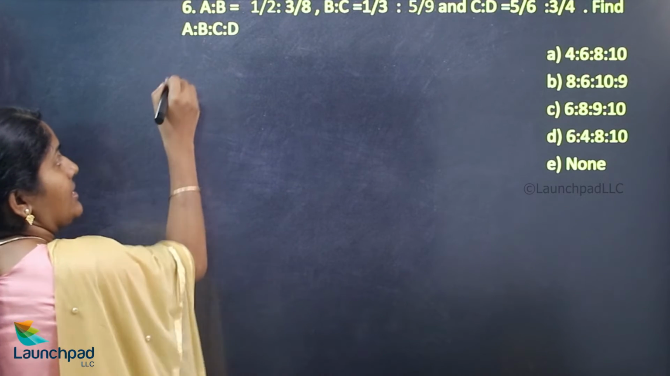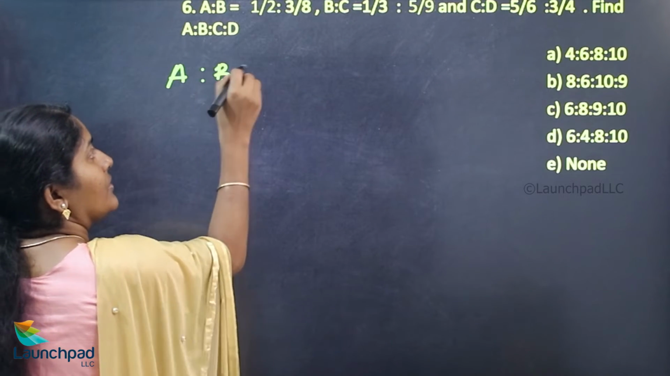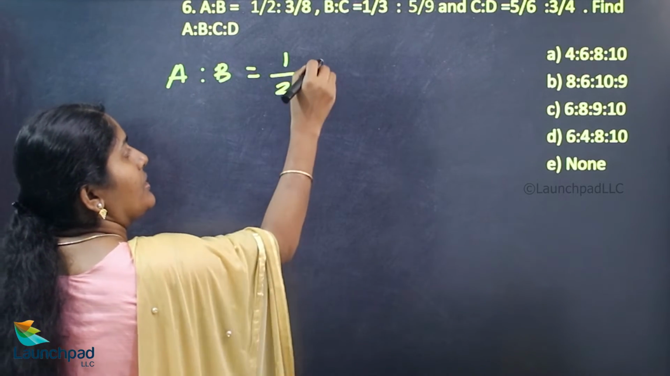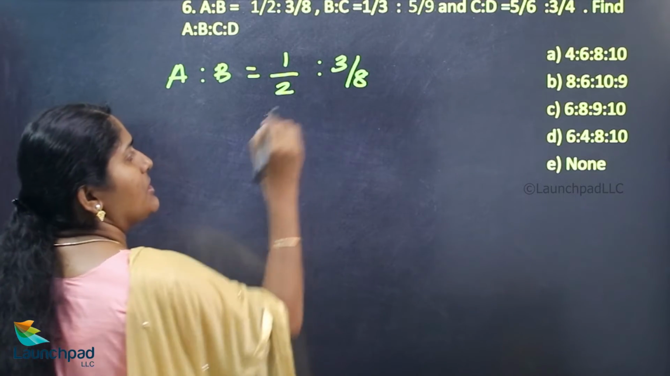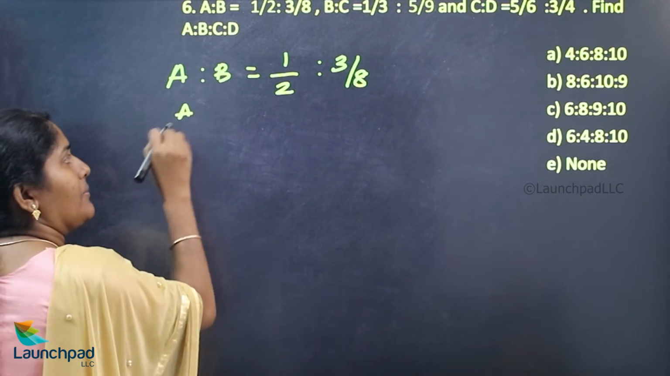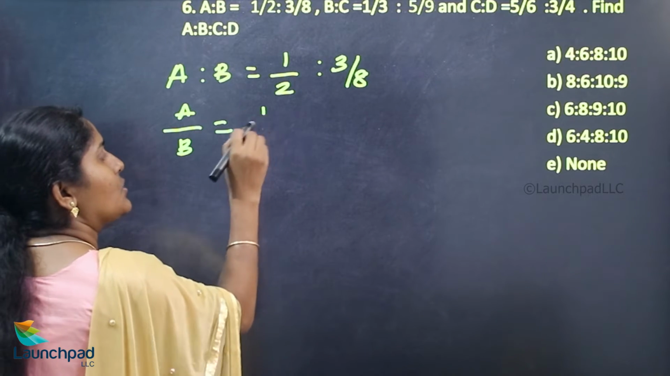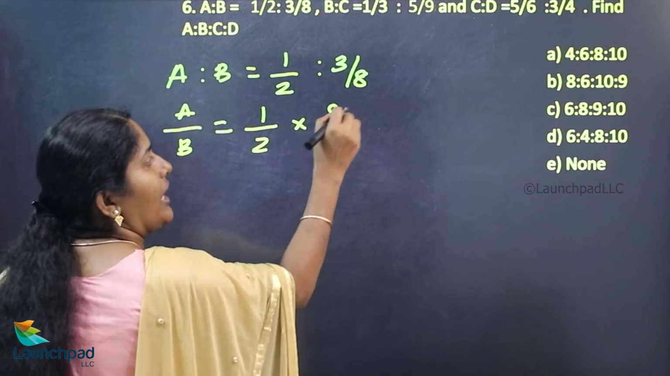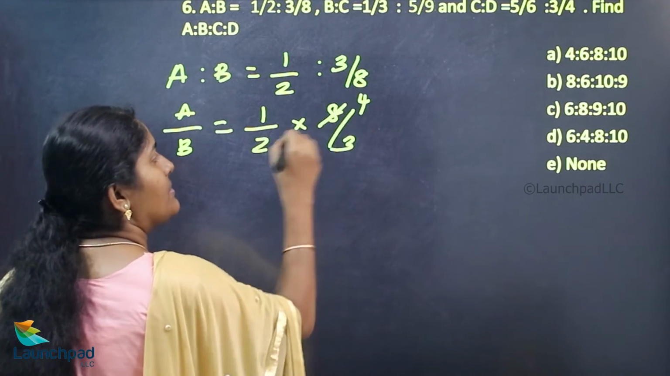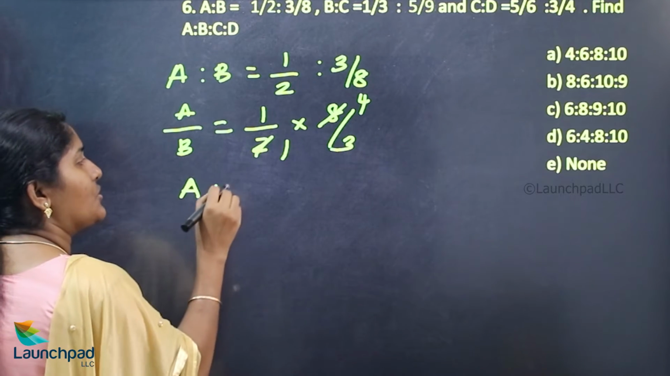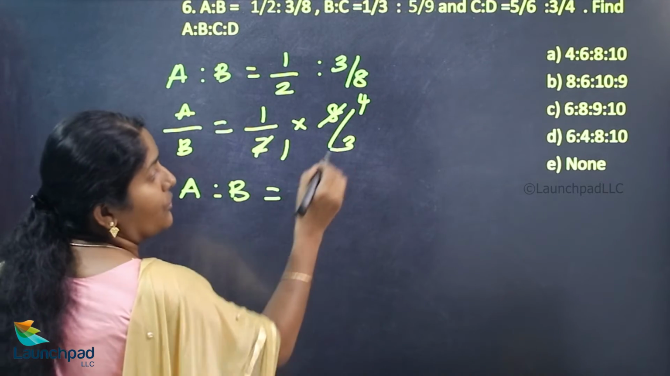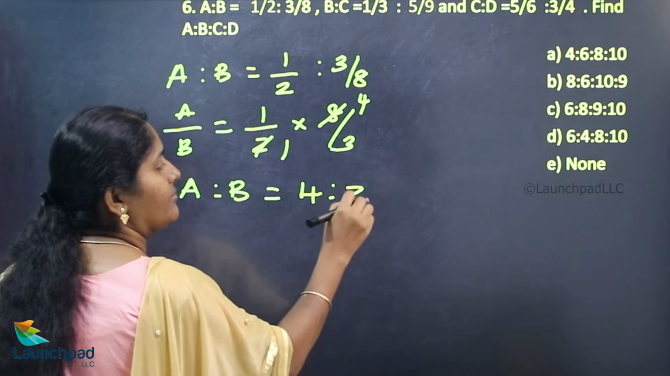A is to B is equal to 1 by 2 is to 3 by 8. We can write A divided by B. A divided by B in the sense 1 by 2 into 8 by 3. This is 4 times, this is 1 time. So A is to B is equal to 4 is to 3.